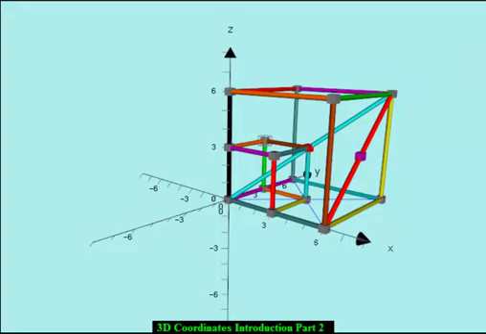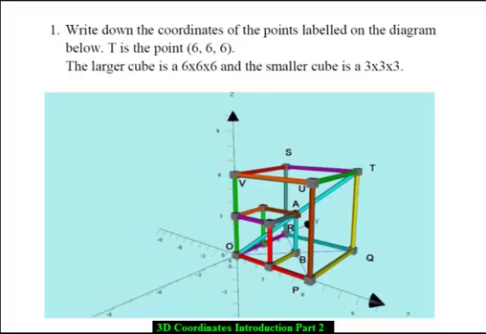Okay? Now, what I suggest you do is, I've put this on a diagram and labeled the points for you. The question is asking you to write down the coordinates of the points labeled in the diagram below, and you're told that T is 6, 6, 6, the large cube is 6 by 6 by 6, the smaller one is 3 by 3 by 3, and you don't worry about the origin, it is 0, 0, 0, we know that already. But pause the video, write down the coordinates of these points that I've labeled. R is that one there, that's A, that's U, and then come back and check your answer, because I'm about to reveal them now.